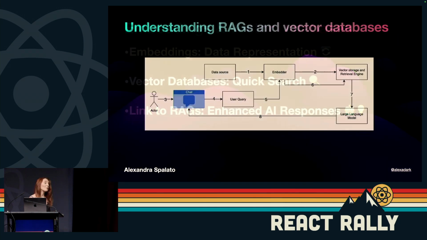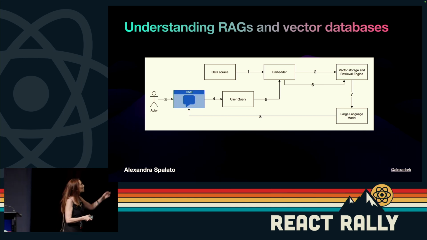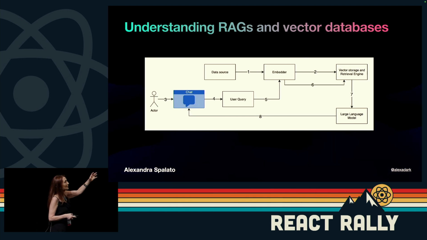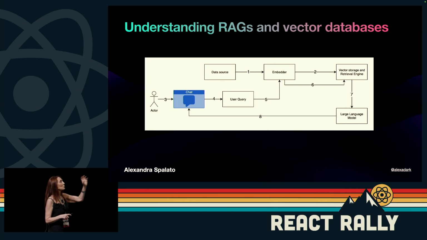So in this schema, you can see how it works. The user enters his query in the chat. The user query is sent to the embedder and stored in the vector database. Then the data source, the knowledge base, is also sent to the vector database. And this query, which is now a vector, will find the most similar context and from there generate the answer with the large language model, and it will be sent to the user.